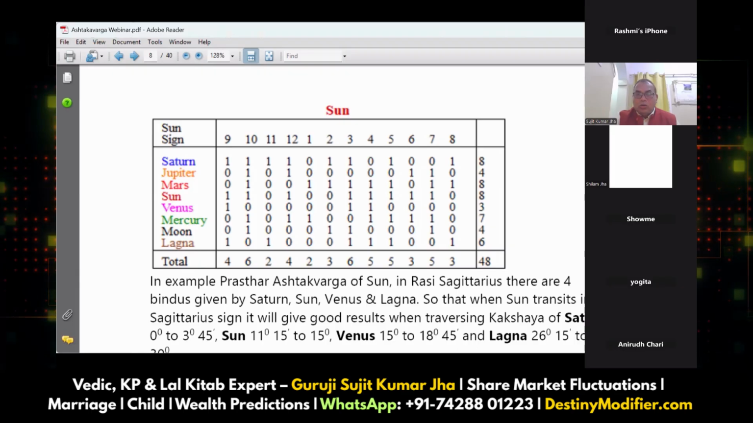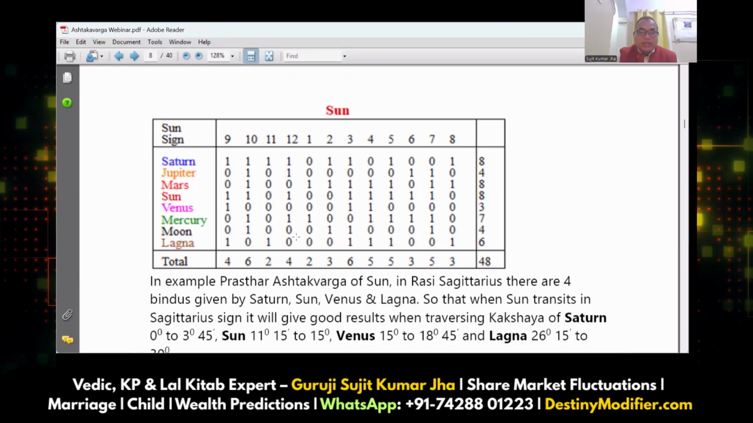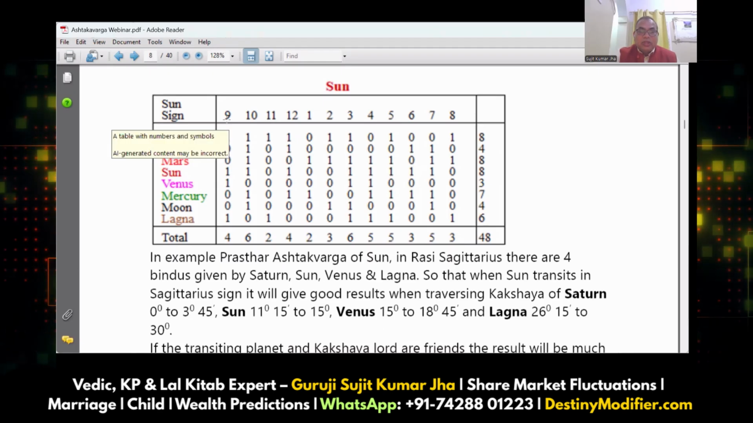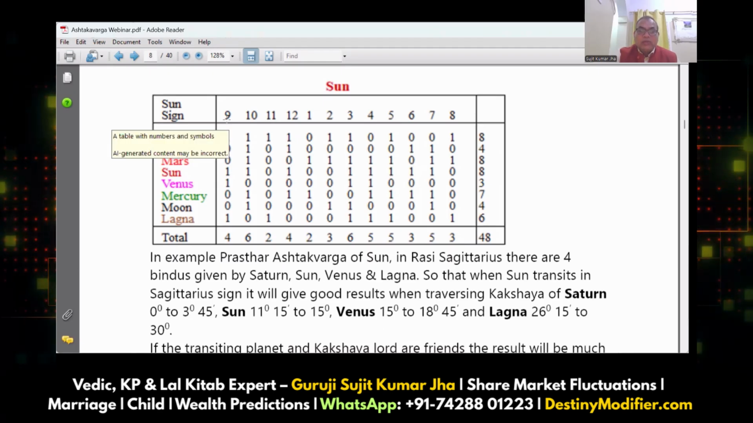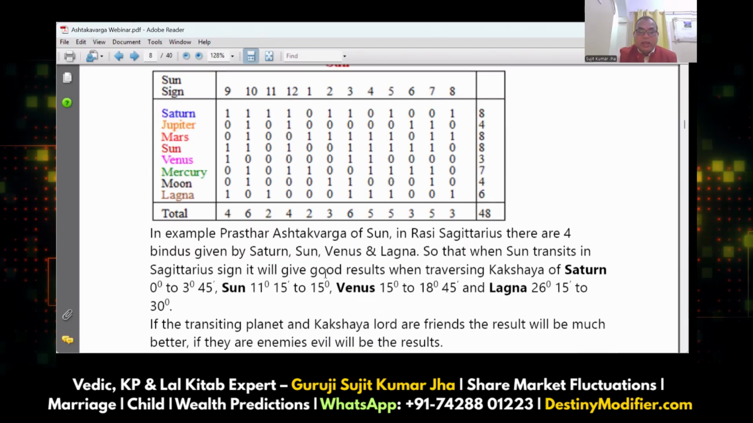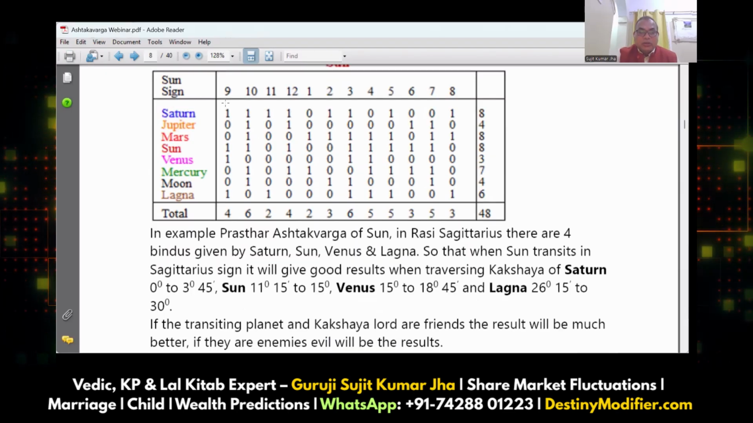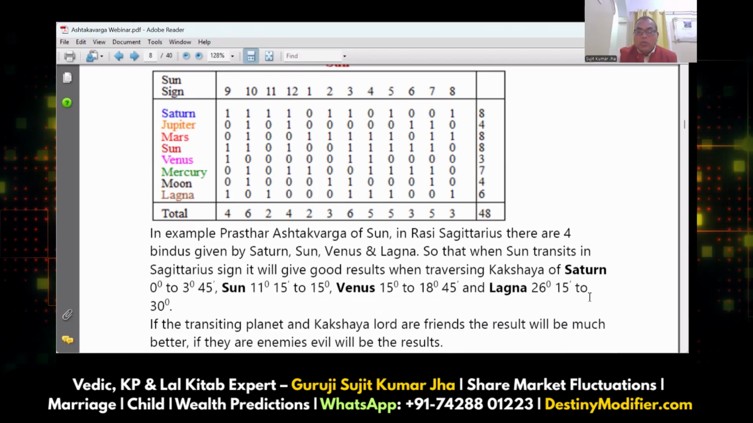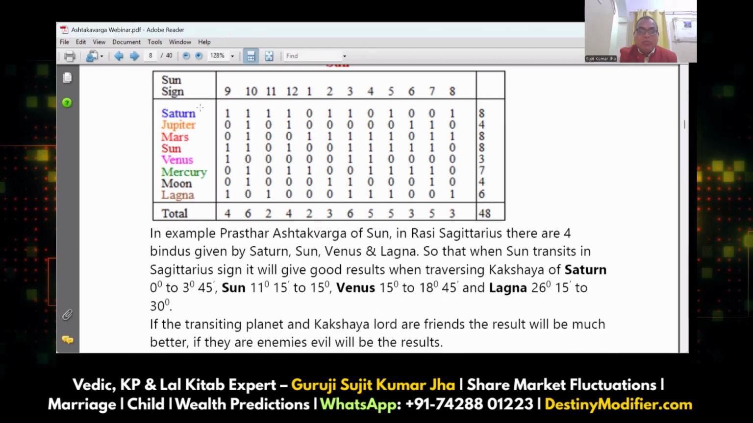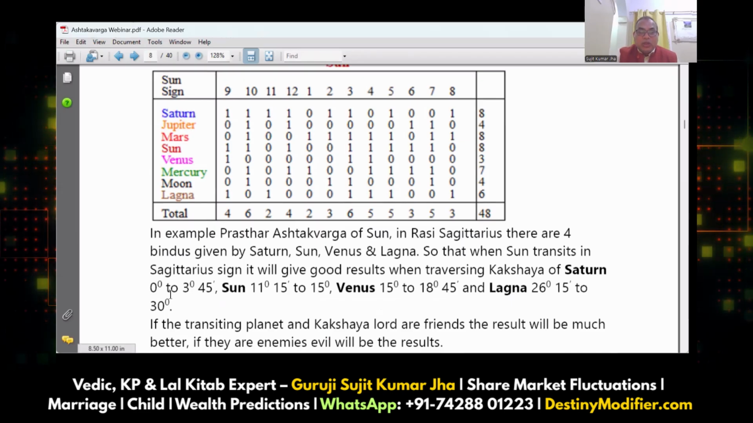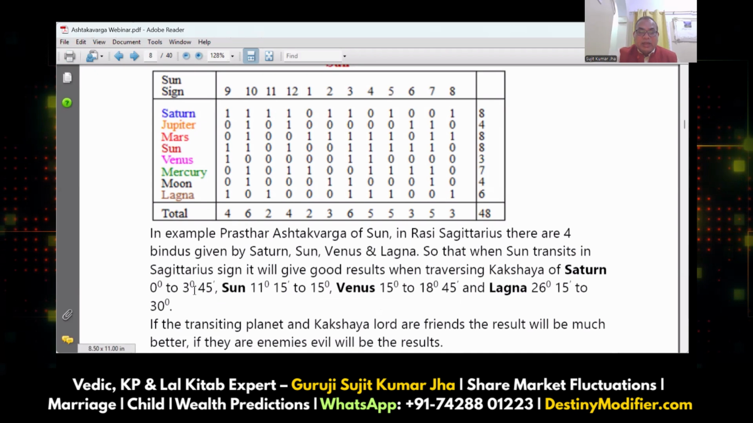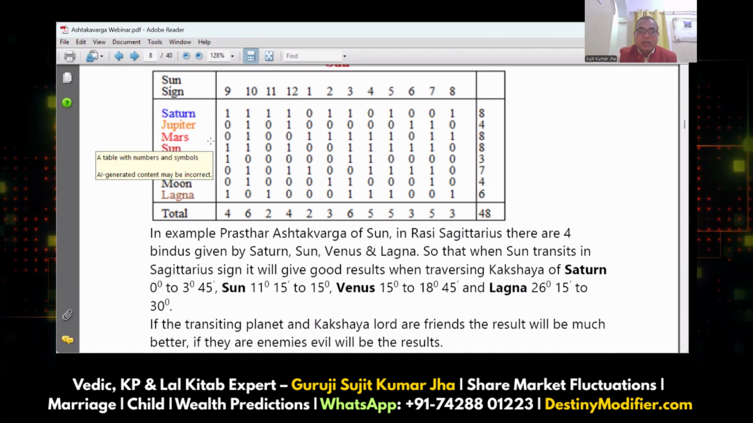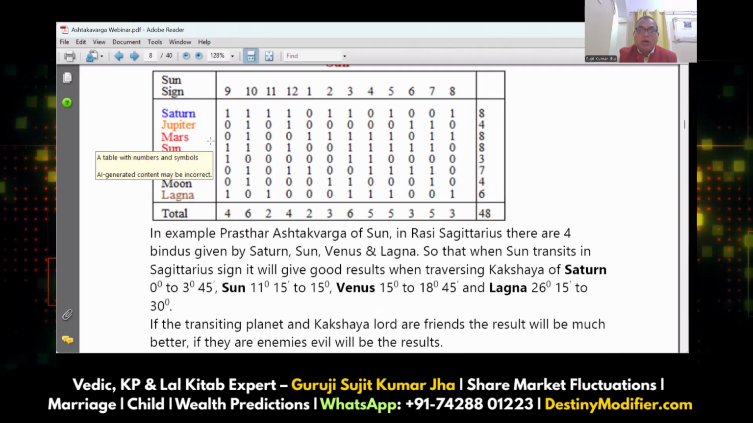So when the Sun is transiting in Sagittarius sign, how will the Sun give the result? See here, the Sun will come first at 0 to 3 degrees 45 minutes. That is ruled by Saturn. Saturn has given a point. What it means? If the Sun's angle is less than 3 degrees 45 minutes in Sagittarius sign during transit, it will give its result.